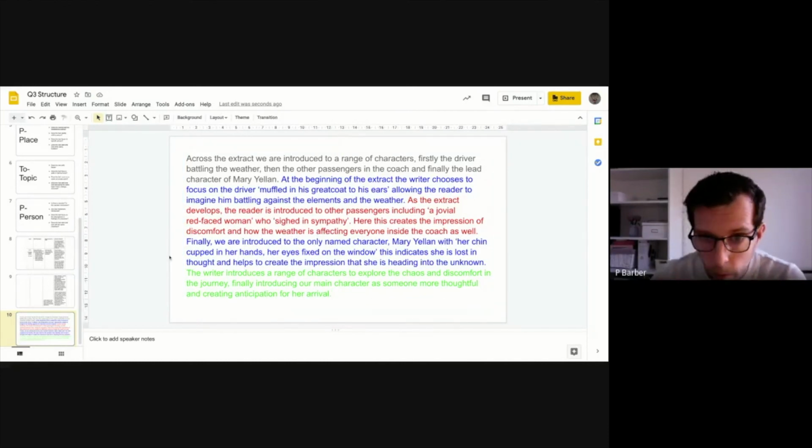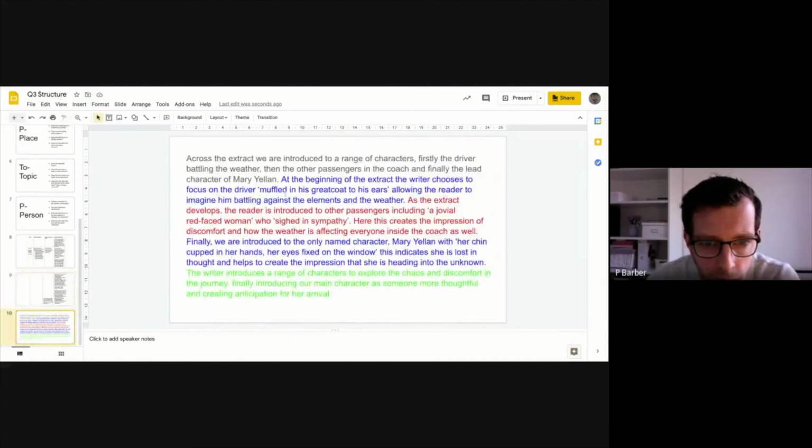Now, crucially, we've got three pieces of evidence. We've got one from the beginning, the driver's paragraph. We have two from the jovial red-faced woman, sorry, and then we've got one from Mary Yellen. What I haven't done is talked about language, like the keyword implies. What I've done is I've talked about beginning, middle, end, and then an overall about how that's been structured and why that's been structured in that particular manner.